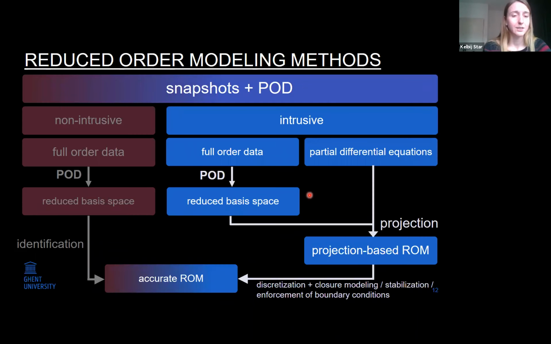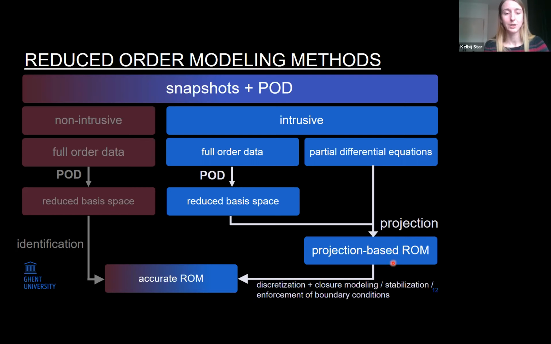And actually, they're similar. The first part is similar. So we again have our full order data, basically your snapshots. You apply POD to get a reduced basis space that's spanned by POD modes. And then I have my partial differential equations that are describing my forward model, and I project those equations onto the reduced basis space. So I get a projection-based reduced order model. And I'm not going through the whole mathematics of how to do this projection, but that's what you end up with.